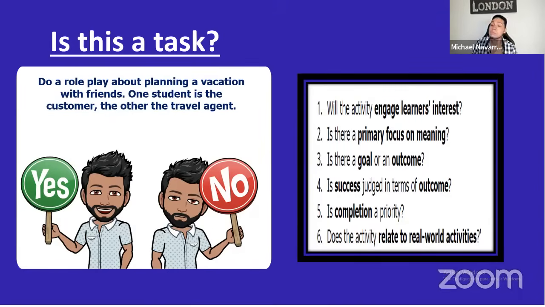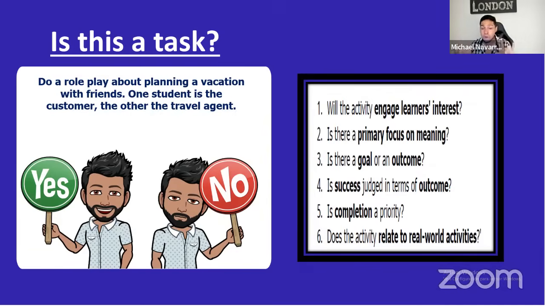Excellent, Liberto. This one is more communicative. You see, there is a reason or a purpose to communicate. What is the task? Well, students need to plan a vacation with friends. This is something that they might do if they travel abroad or if they are talking with their friends and they want to plan their own vacations. So it reflects a real life situation, right?